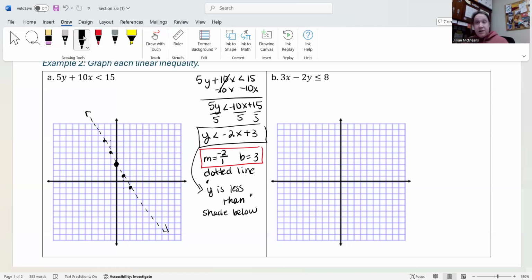So what we want to do is test a point, all right? I like to test the origin. It's just easiest if you test the origin. So I'm going to test 0, 0. Now, if your line goes through the origin, you have to test something else. But for this one, we can test the origin.